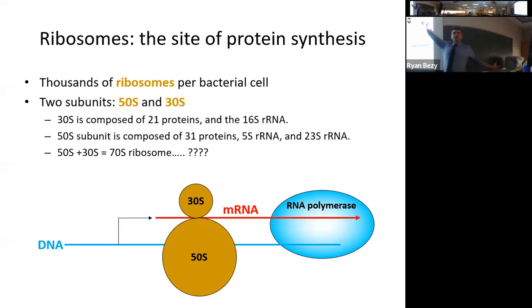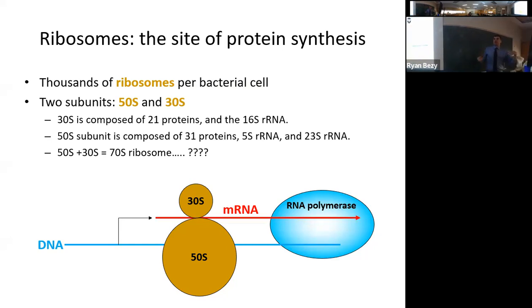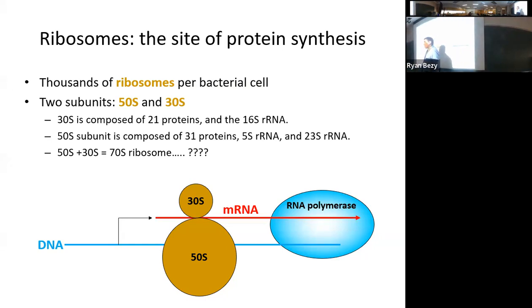Now, these 30S and 50S subunits start off apart, but then they come together around a messenger RNA. The messenger RNA kind of gets sandwiched in between them. And when they come together, that 50S subunit plus the 30S subunit forms what is called a 70S ribosome. And I know that does not add up.